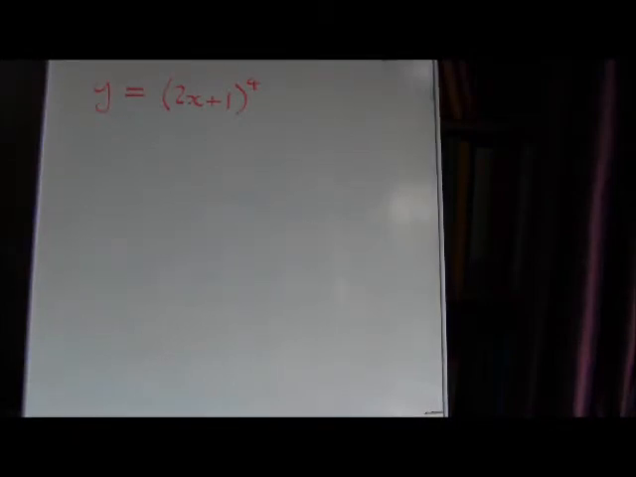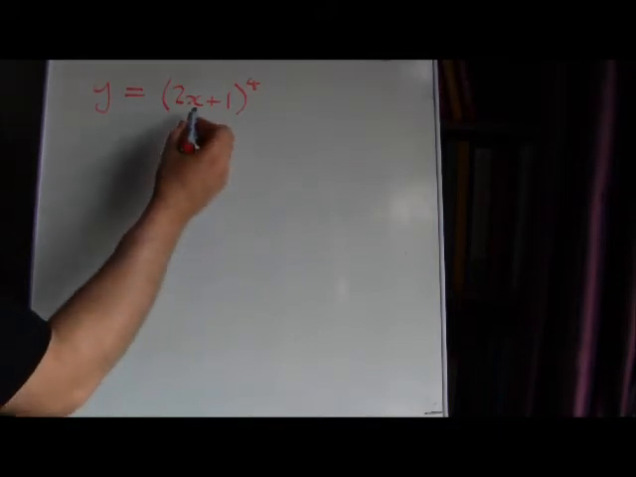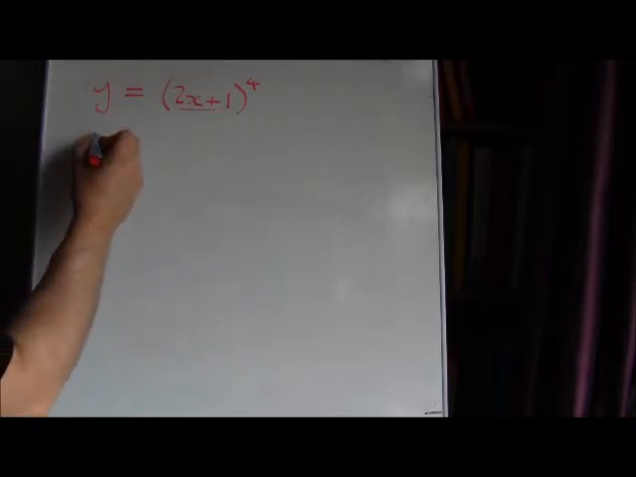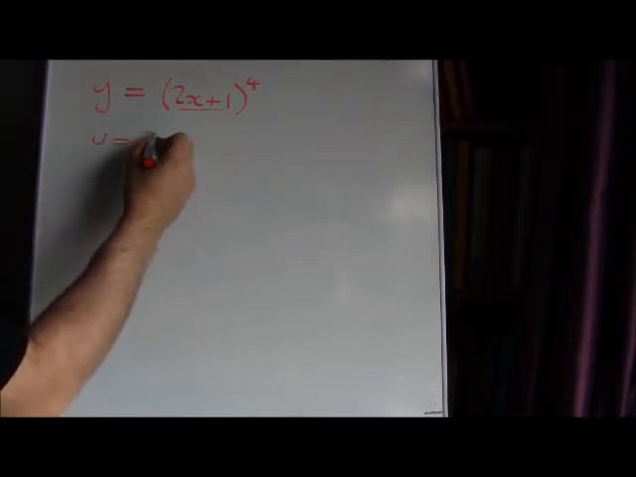This is an example of a problem where we'll need to use the chain rule to differentiate it. The chain rule uses a substitution, so the first thing we've got to do is to identify the inner function. So in this case we could use this as the inner function. So we're going to say let u equal 2x plus 1.